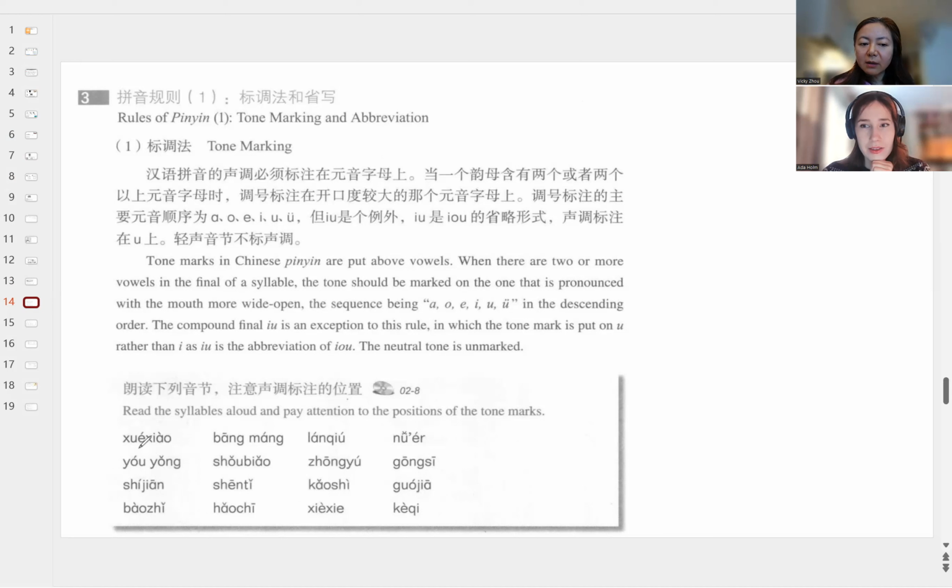So this is first. That's why we mark on 学, not on 无, because here comes before 无. That's why we put it on 学. And 笑 is the same because 啊 is at the very beginning. That's why we mark on 啊 instead of 我. 好. Yeah. 帮忙. 篮球.